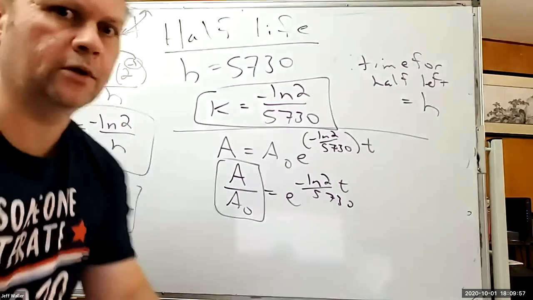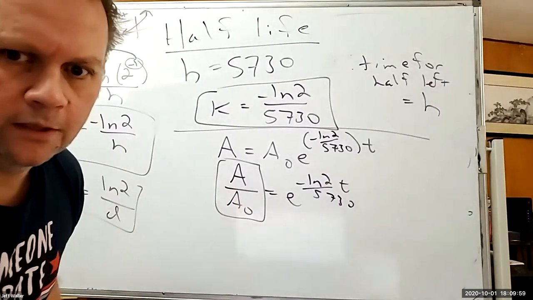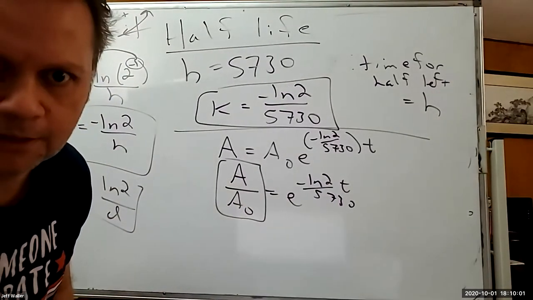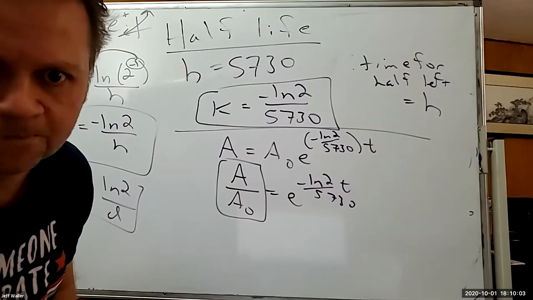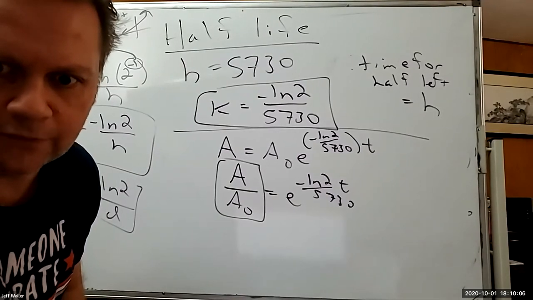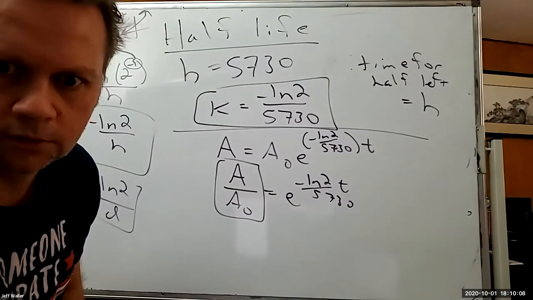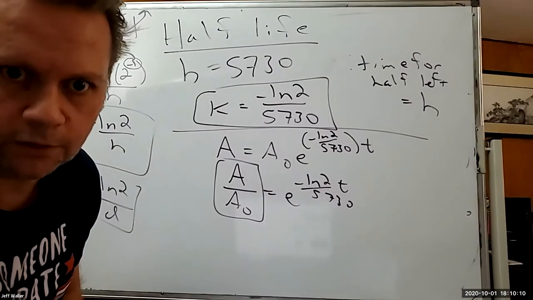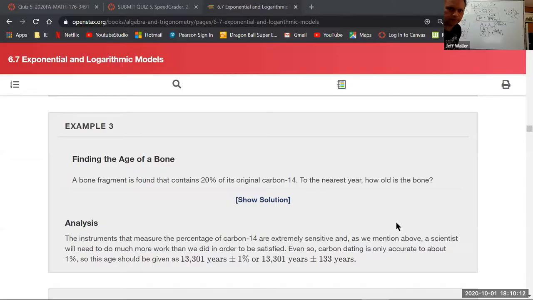Okay, so here we go. Here's a beautiful one. Let me show you the problem. It's about finding the age of a bone. So a bone fragment is found that contains 20% of its original carbon 14. To the nearest year, how old is the bone?